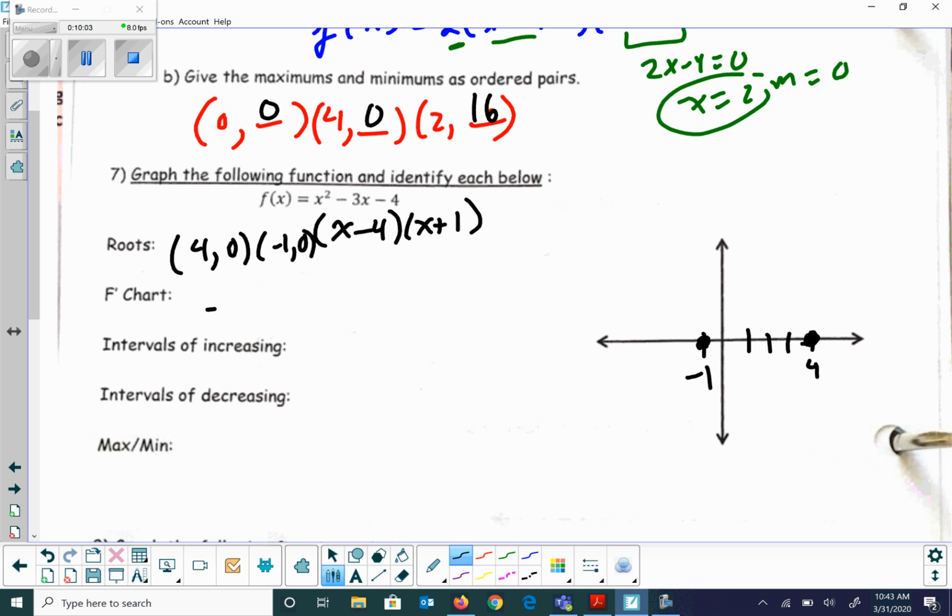And we want to create our f prime chart. So the only values I need right now are negative 1 and 4. Okay, so this is my f prime chart that we're trying to create here. So let's go ahead and take the derivative, f prime of x. That's going to give me 2x, remember, reduce it, minus 3.